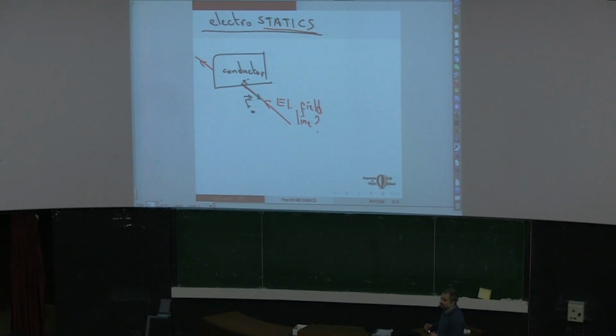Well, the electric field line is pointing in that direction. So the electric field at the position of the electron is pointing in that direction, right? Any questions up to here?